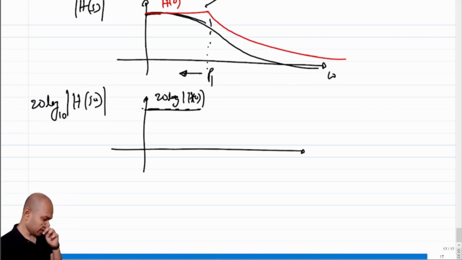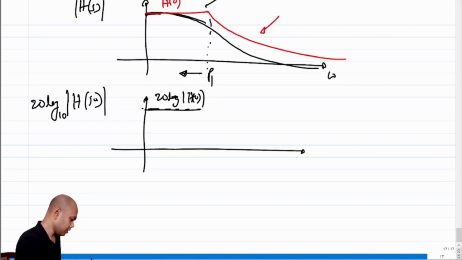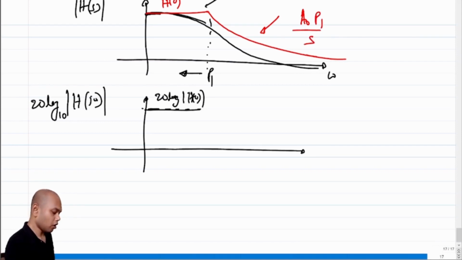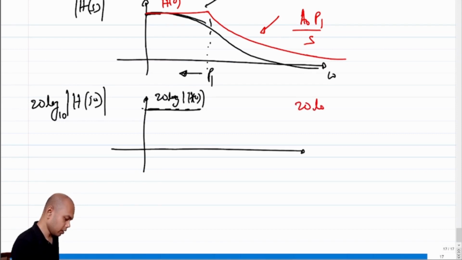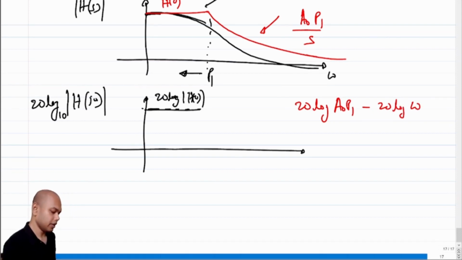And what will be the other guy? So this equation is what? This equation is a naught P1 over S. The log of this is what? So log of this is 20 log a naught P1 minus 20 log omega, right? If I'm concerned with mod, then basically this is mod, right? So it will become omega, right?